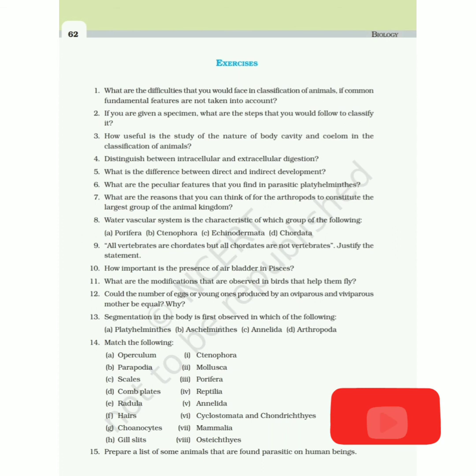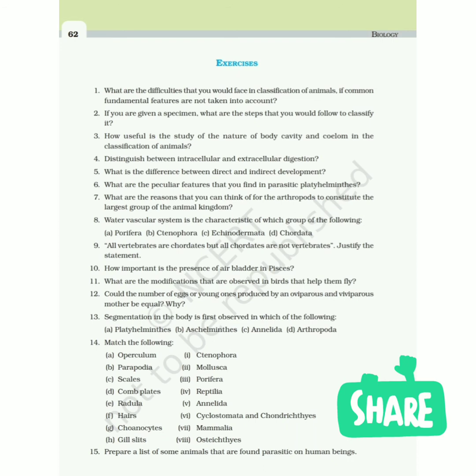8. Water vascular system is the characteristic of which group of the following? A. Porifera, B. Ctenophora, C. Echinodermata, D. Chordata. 9. All vertebrates are chordates but all chordates are not vertebrates. Justify the statement. 10. How important is the presence of air bladder in Pisces? 11. What are the modifications that are observed in birds that help them fly? 12. Could the number of eggs or young ones produced by an oviparous and viviparous mother be equal? Why? 13. Segmentation in the body is first observed in which of the following? A. Platyhelminthes, B. Aschelminthes, C. Annelida, D. Arthropoda. 14. Match the following.